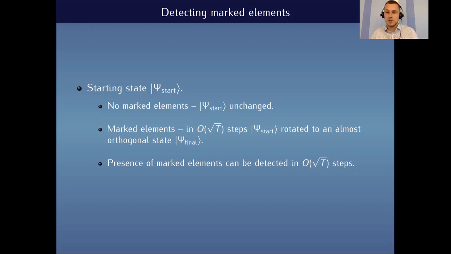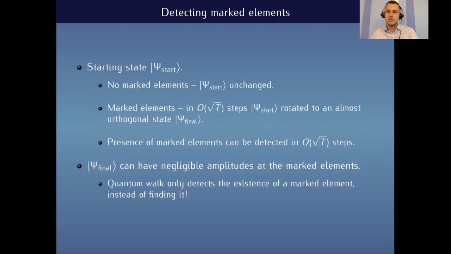The measurement tells us if the state coincides with the starting one, meaning there were no marked elements, or we have a different state, which means that there were marked elements. And that solves the detection problem.